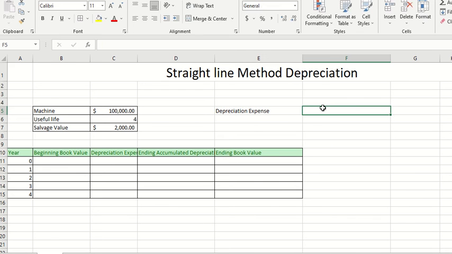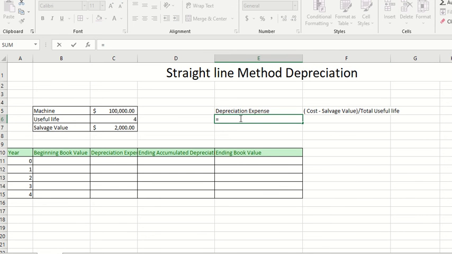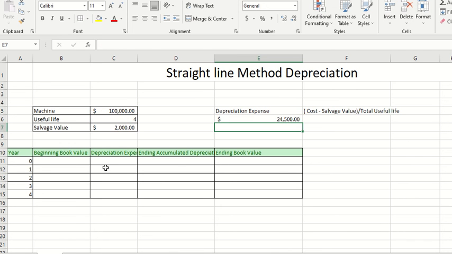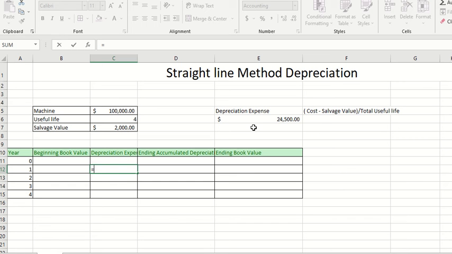That should be the cost of the machine minus the salvage value, and then we divide by the total useful years, or maybe total useful life in here. So that should be this one minus this one, then we divide by number 4. And now the depreciation expense is the same as this one in here.